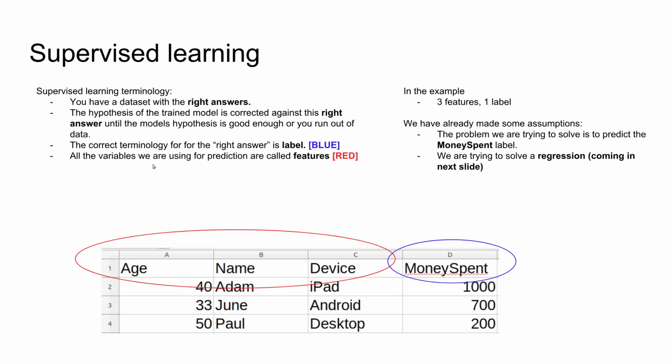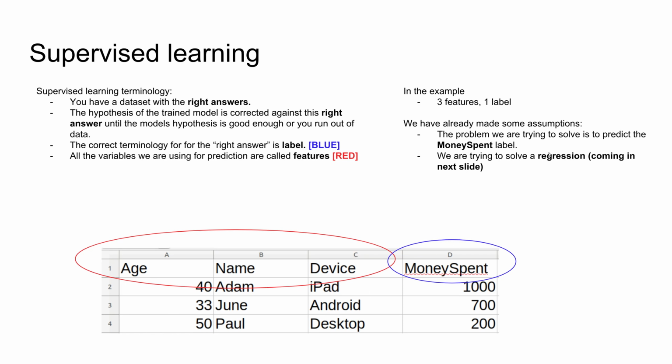And all the other variables that you have in your data set that you give as input to the prediction, these are called features. So in this example, you have age, name, and device, and you also have a column called money spent. So here, these are the features. You give it the age, the name, and the device, and it's going to try and predict how much money this user is going to spend. And so what it's going to do is make a hypothesis from the input features. You take that hypothesis and compare it to the actual real deal, called a label, and see how far off it was. And then it's going to correct it, and then it's going to try again on the next example.